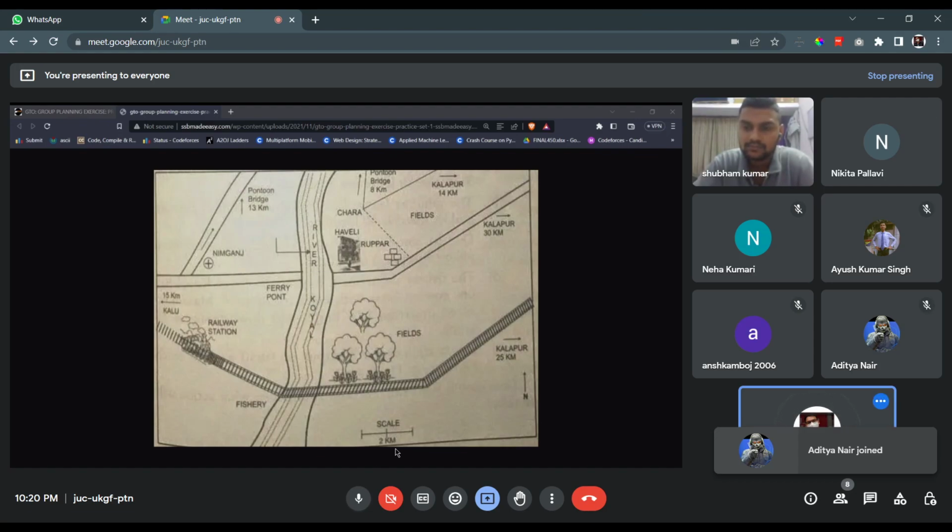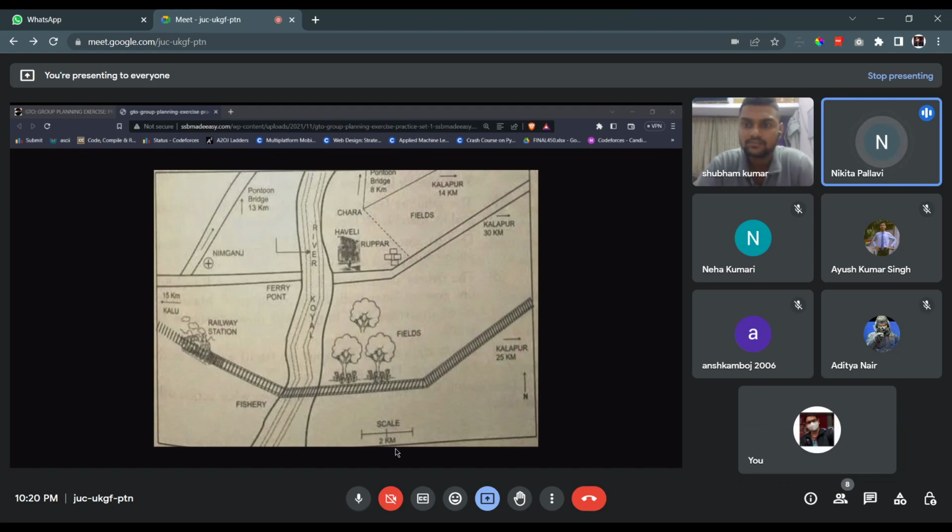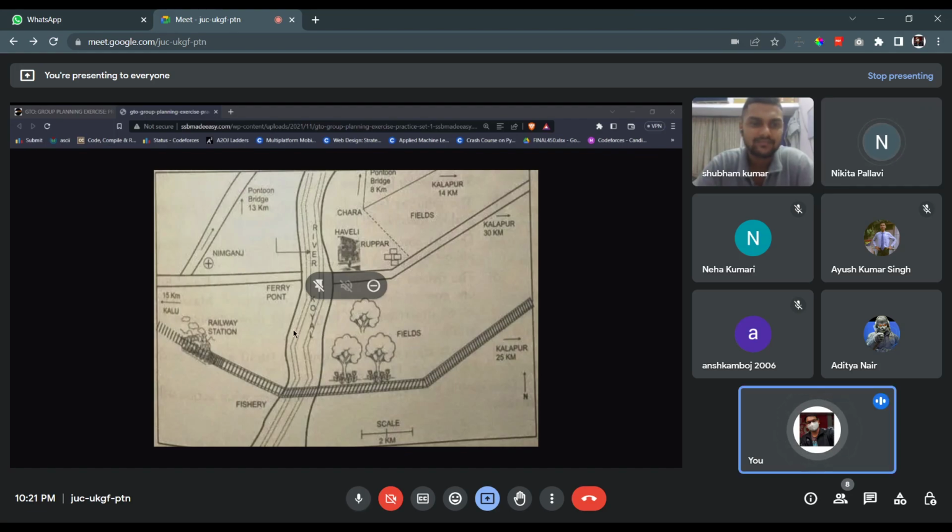I think Aditya is suggesting that since River Koel has a width of 2 kilometers, going via Chara will take more time as compared to choosing the river. But I don't know if they will clarify further. We need to come to a common conclusion.